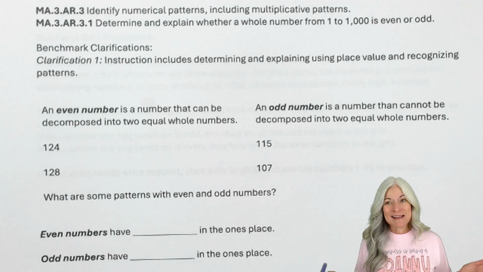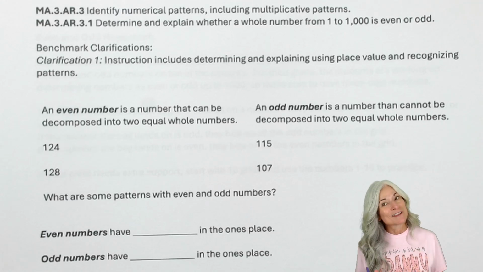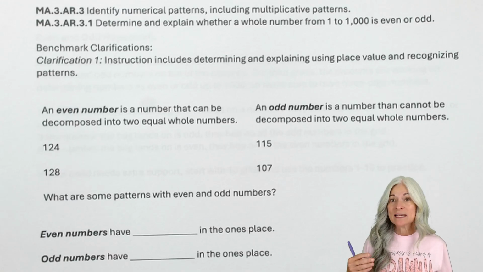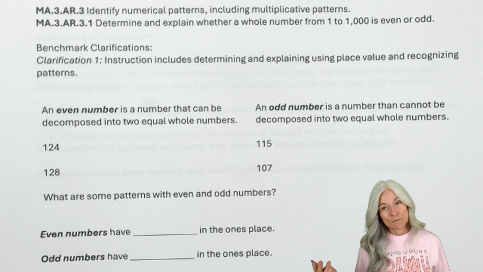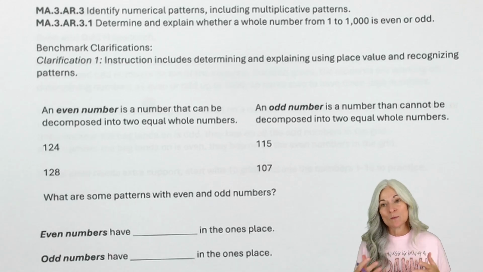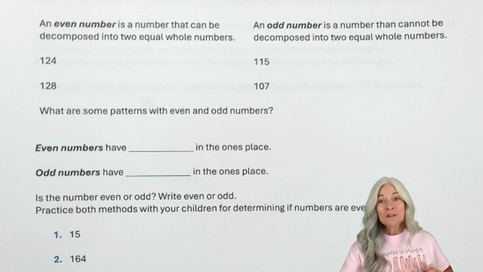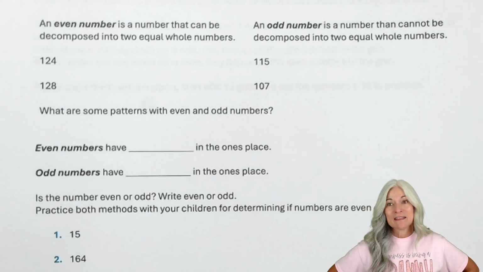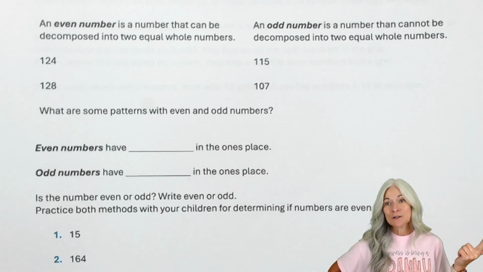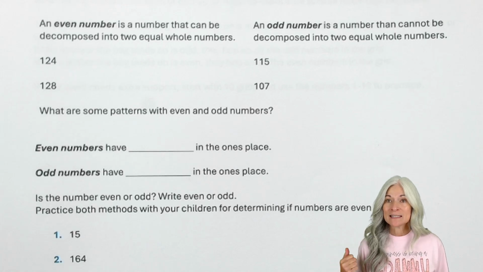You may say, well, wait, this whole unit, we've been focusing on a standard that was about place value. Well, there's a clarification that the instruction includes determining and explaining using place value and recognizing patterns. So there is some focus on place value, so that's why it's placed here at the end of this unit. All right, so you likely learned that we know a number is even by just looking at the last number. If it's 0, 2, 4, 6, or 8, it's even. If it's 1, 3, 5, 7, or 9, it's odd.